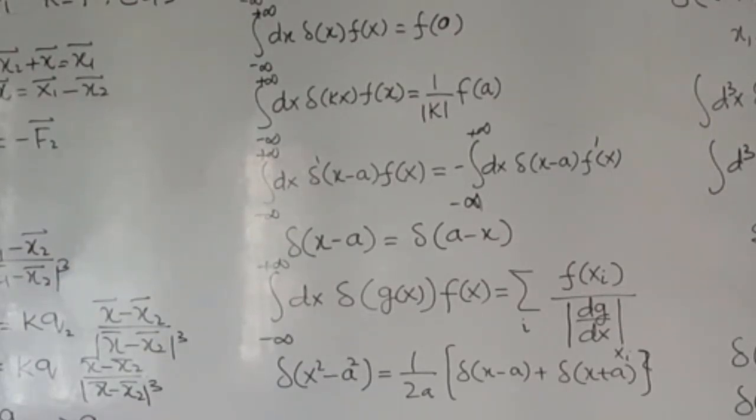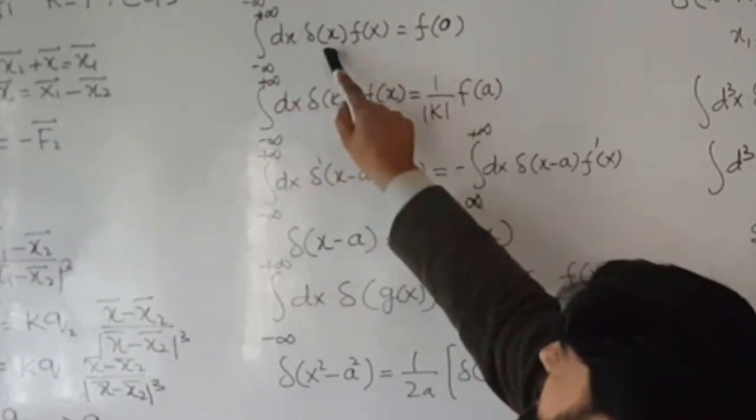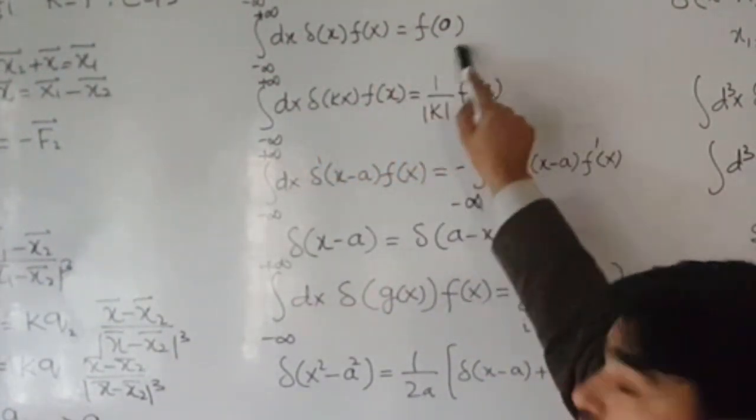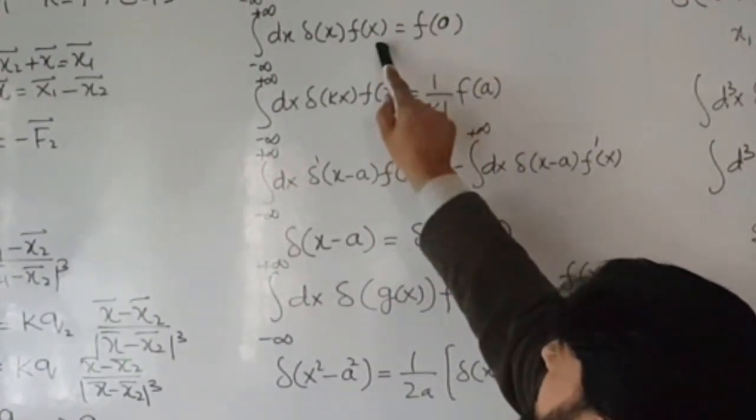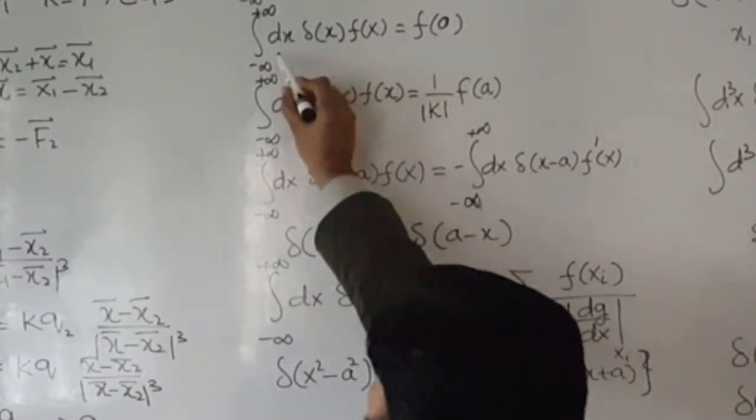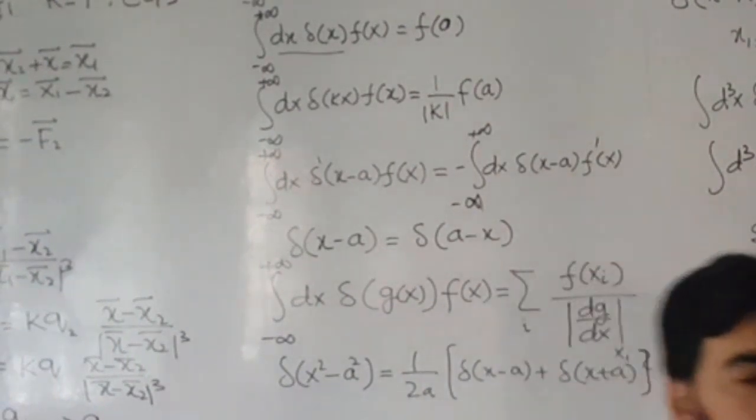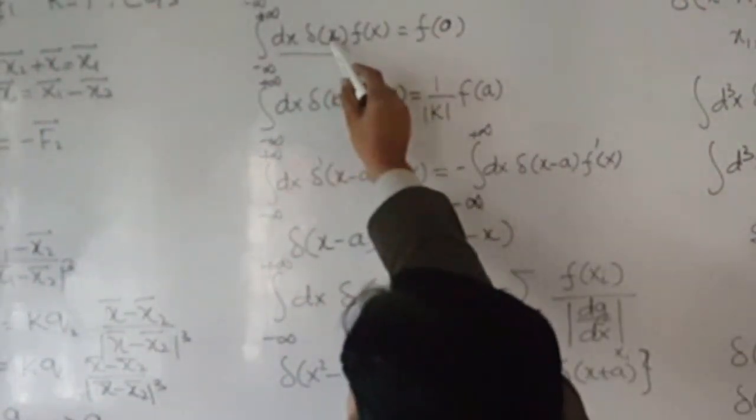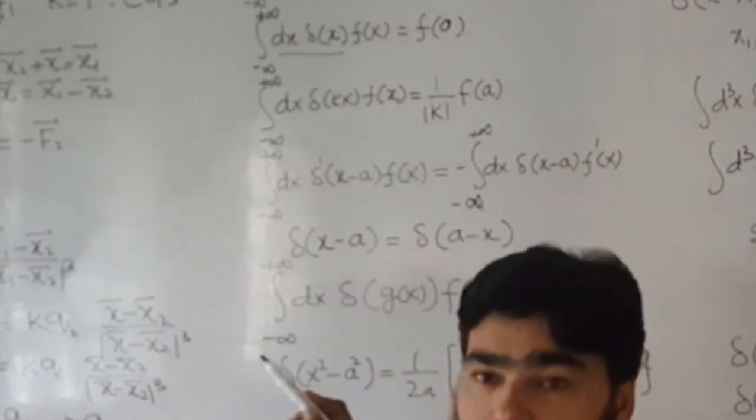If you write here like this one, dx delta x and f of x. So here is f of x. The dimensions of this side are equal to the dimensions of this one, so this portion should be dimensionless. And when will it be dimensionless? When the dimensions of this one will be 1 over x, then dimensionally it will cancel.